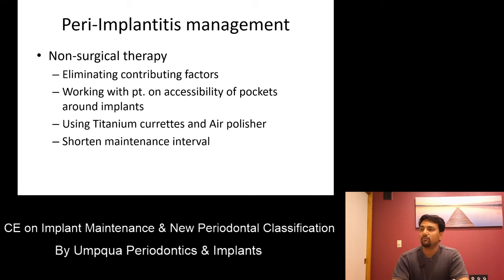Non-surgical therapy: we need to figure out why this is happening. What are the contributing factors? Is the patient a smoker? Is the patient's diabetes out of control? Or are there local factors like extra cement, lacking home care, or crown contours so bulbous that the patient can't get to the base of the pocket to clean? So figure out what's going on.